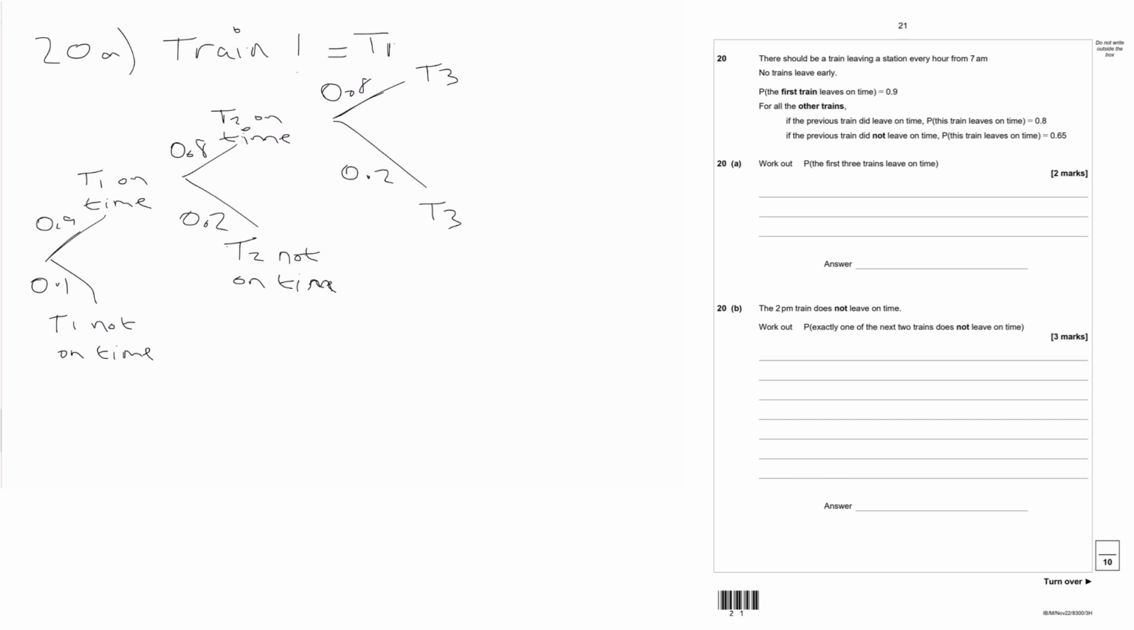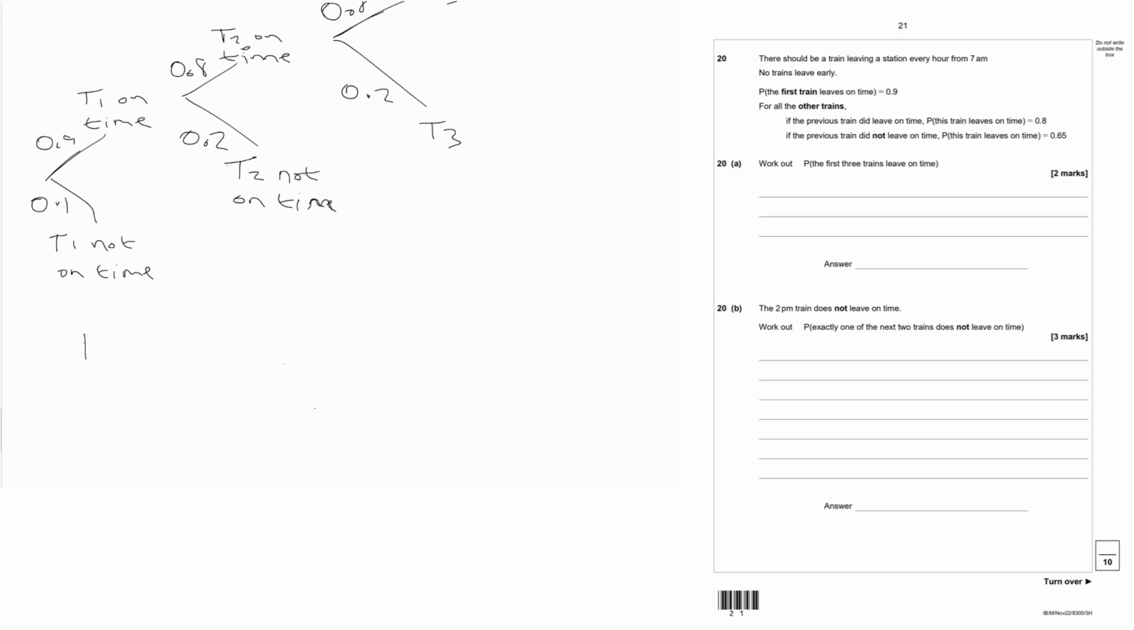So the probability that all 3 are on time is going to be equal to 0.9 times 0.8 times 0.8, which equals 0.576.